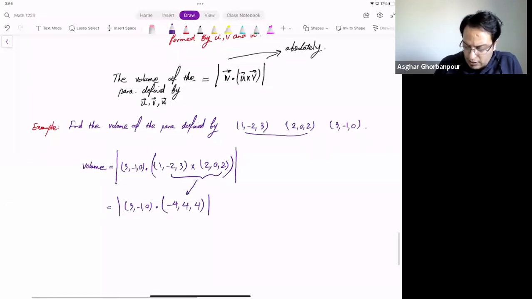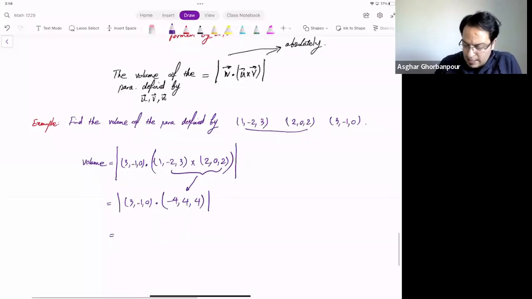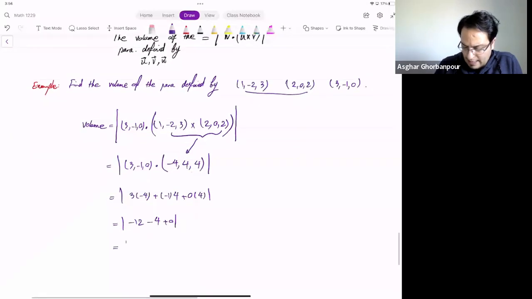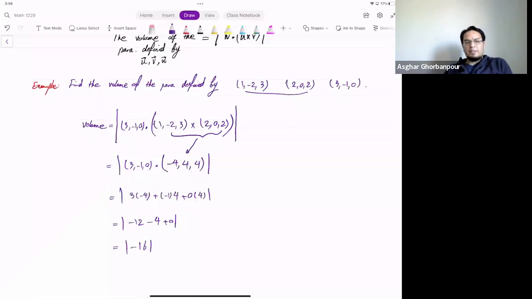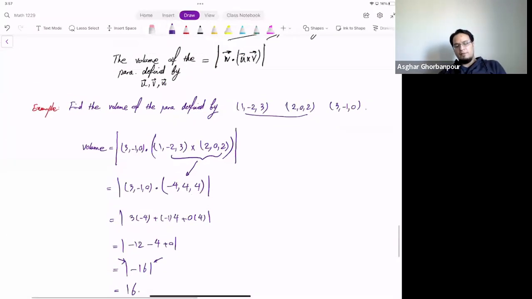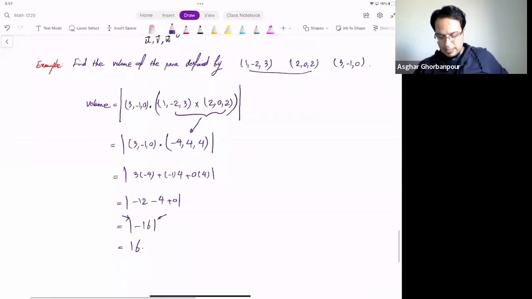Now, the result is a vector. The remaining step is the dot product of two vectors. Here it is 3 times -4 plus -1 times 4 plus 0 times 4. The result is -12 minus 4 plus 0, and that is -16. See, without absolute value, we would have got a negative number, but this negative number is not a good number there. Volume cannot be negative. That's why the absolute value is important in this formula. It means that you just drop the negative sign. This will be 16. So the volume of the parallelepiped defined by those vectors is 16.